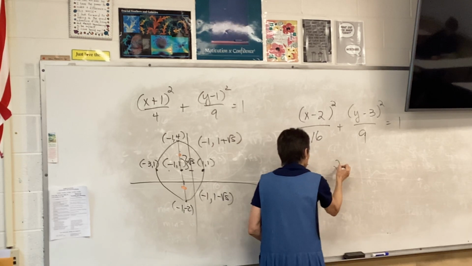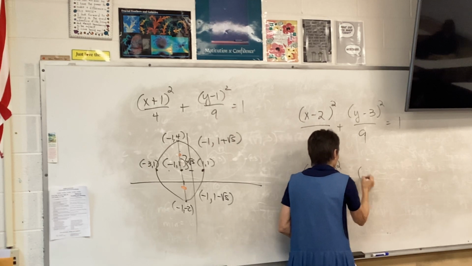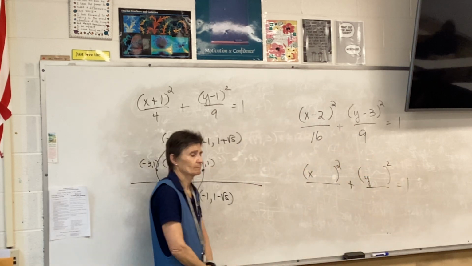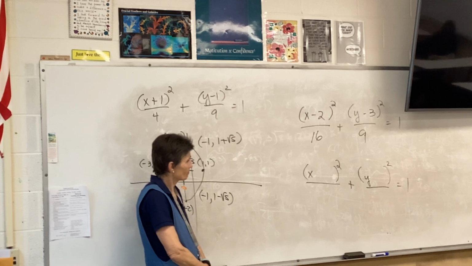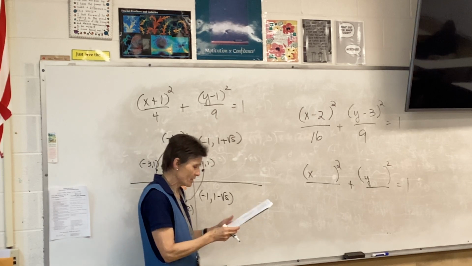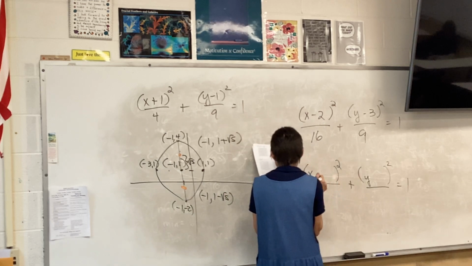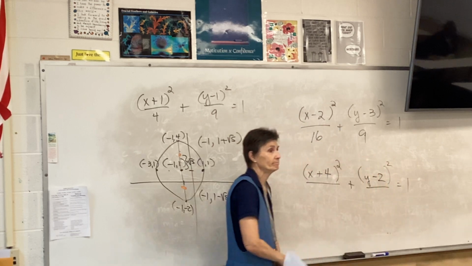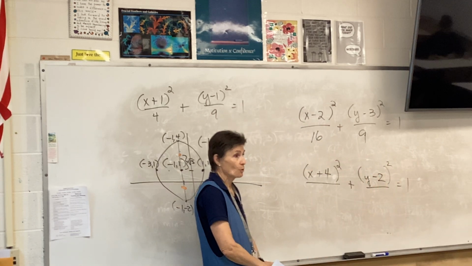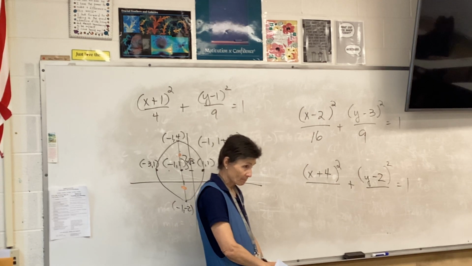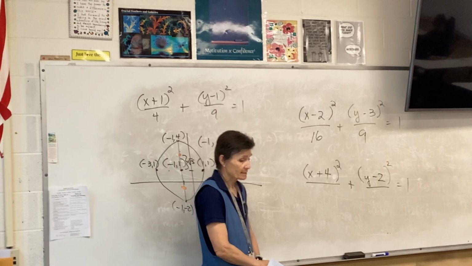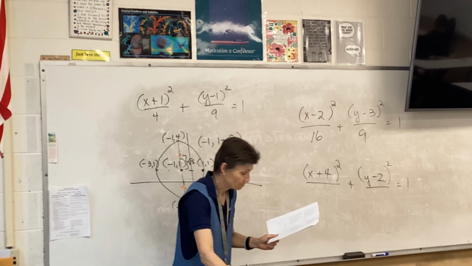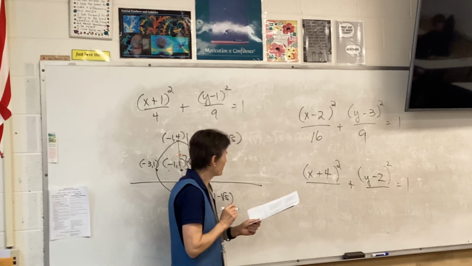Let's try the next one. We have an X thing squared, a Y thing squared, and it equals 1. So, Olivia, what do you have on top there? What do you have in your parentheses? X plus 4. Yep. Y minus 2. Perfect. Everybody good with that? Did you also get your denominators, Olivia? Not yet? All right, let's work on those. Let's see if we can figure out our denominators.